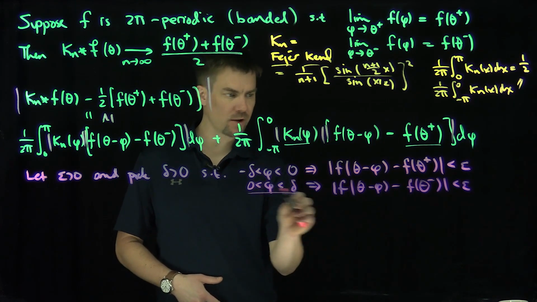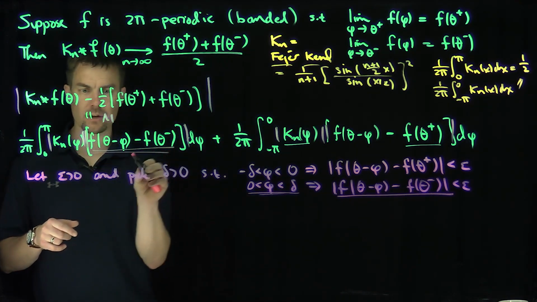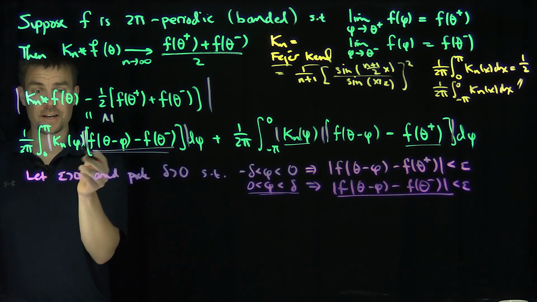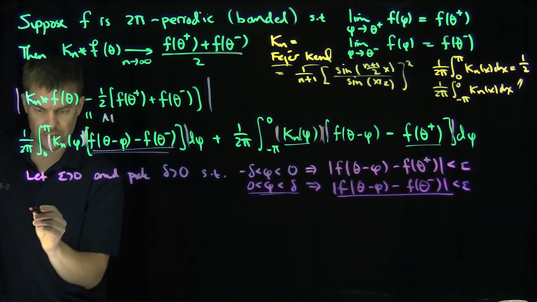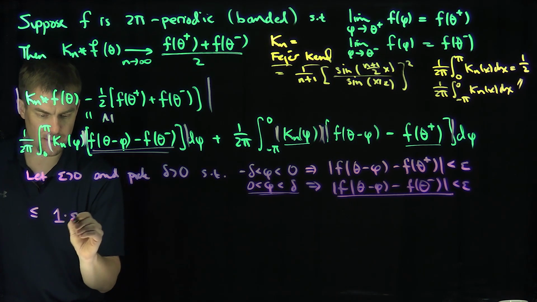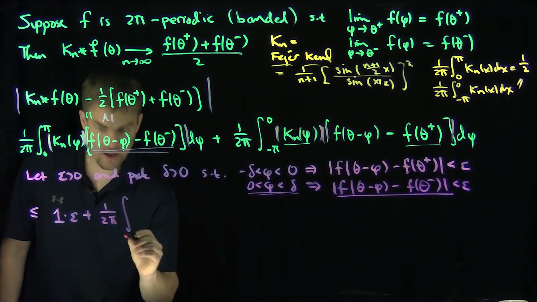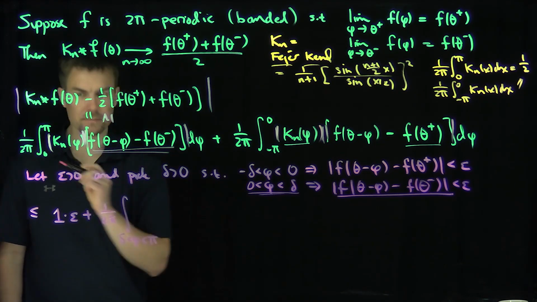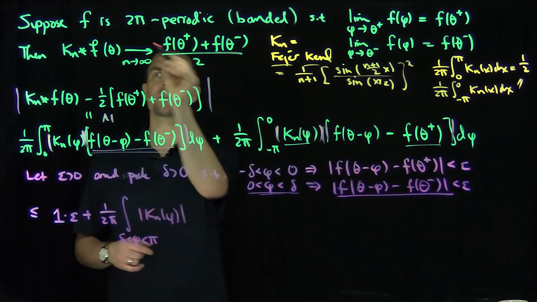delta over here, for that range, I know that the difference of f and f theta minus, this difference between 0 and delta, is less than epsilon. And of course, the Fejer kernel integrates to 1. I don't need absolute value on the Fejer kernel since it's not negative, right? So I can say that these first terms over here are less than or equal to 1 times epsilon plus 1 over 2 pi, the integral over all the values of phi that are bigger than delta, so delta less than phi less than pi, of just the Fejer kernel. And now here I'm going to use the fact that these functions are bounded, right?